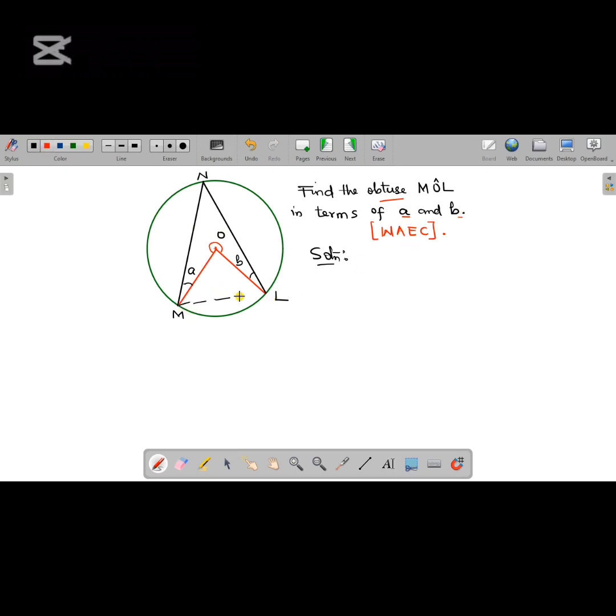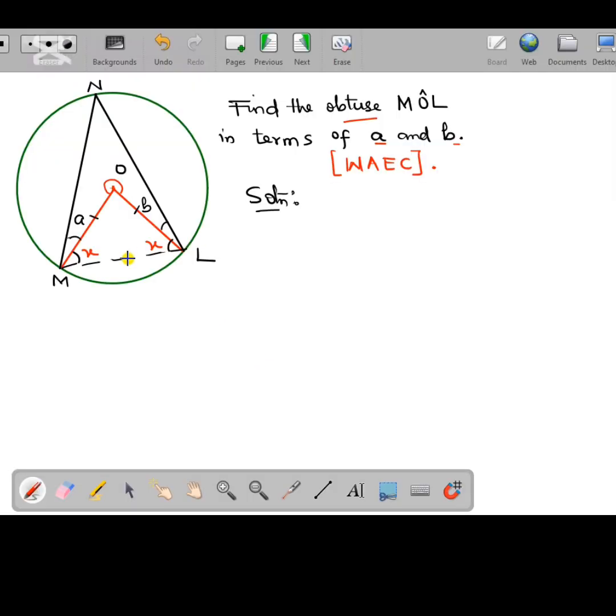So what do we do? All right, so when we do that, of course we know this is going to be an isosceles triangle because you have equal radii here, and so assume that this angle is X, and so this one will also be X. So you are going to see that our MOL, that's the acute one, let's call it Y, and then our MNL, that's this angle, let's call it K. So with these constructions, let's see what we are able to do.